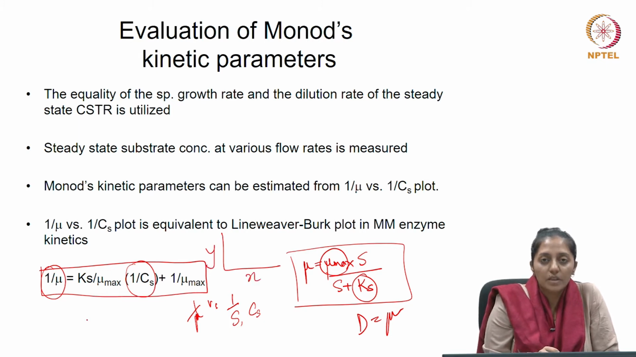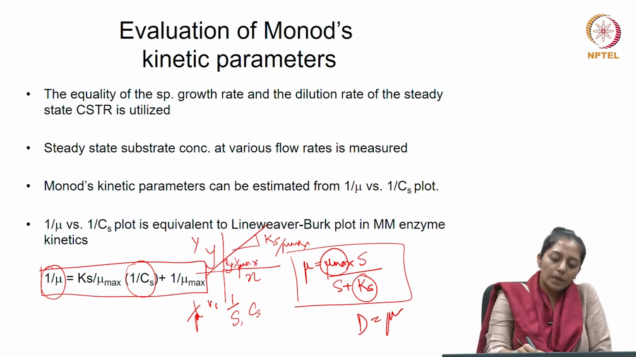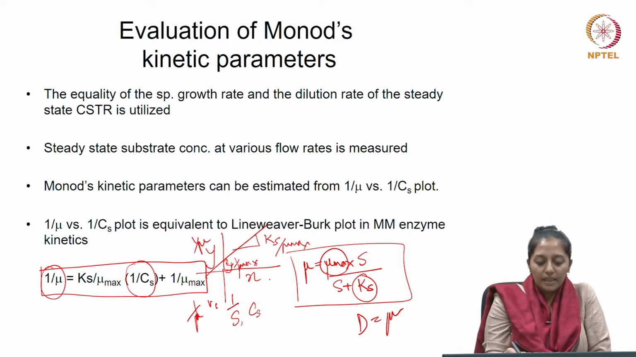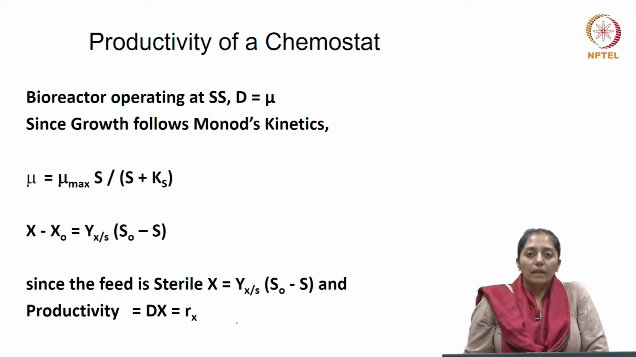So, this becomes a linear function, a line having a positive slope of Ks by mu max and a y intercept of 1 by mu max. So, here the y axis was 1 by mu and on the x axis we have 1 by S, or 1 by Cs here. Okay. Now, let us see how we can calculate the productivity of a chemostat.